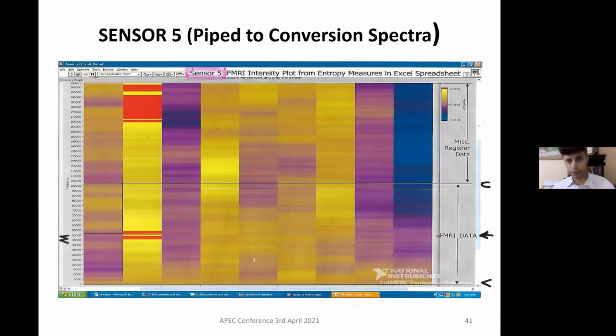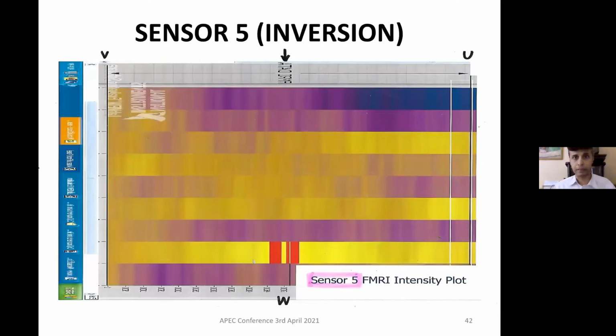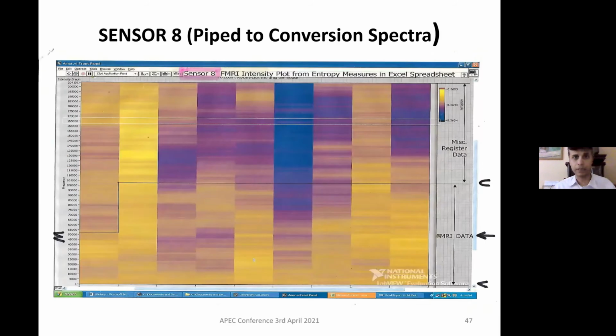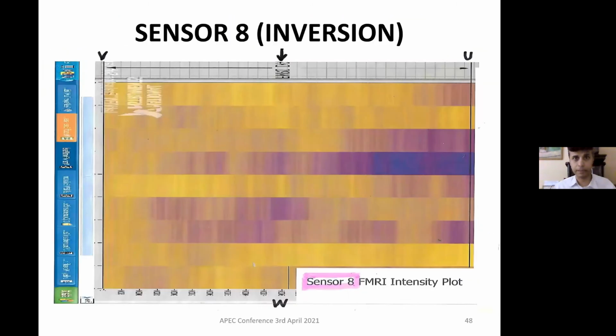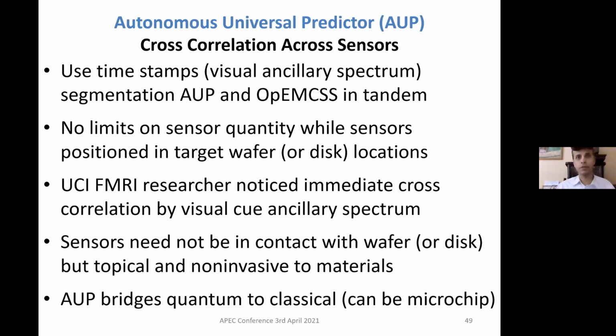Just like John's been working on his research, I've been working on mine since '93. Then this goes on here. So now I'm kind of speeding up a bit. So, cross correlation across sensors. Use timestamps, as I mentioned earlier. Visual ancillary spectrum, segmentation, AUP, OpEMCSS in tandem. So while I'm doing this, the ancillary stuff is for my visual, but OpEMCSS can just strictly start taking this stuff in and then start classifying.